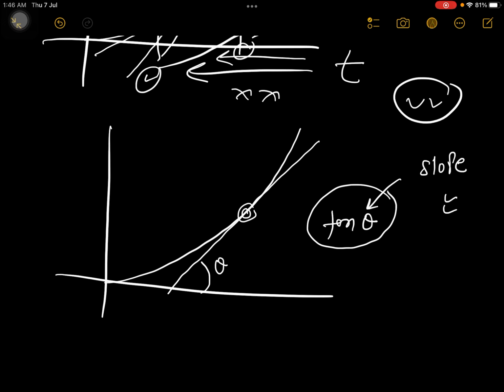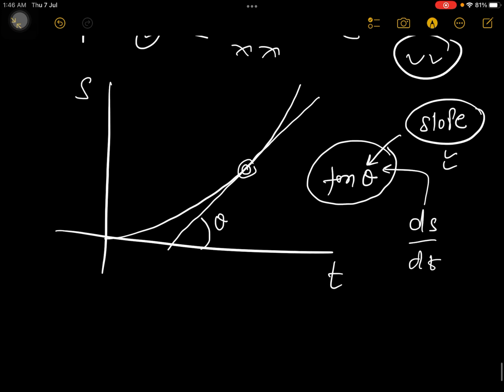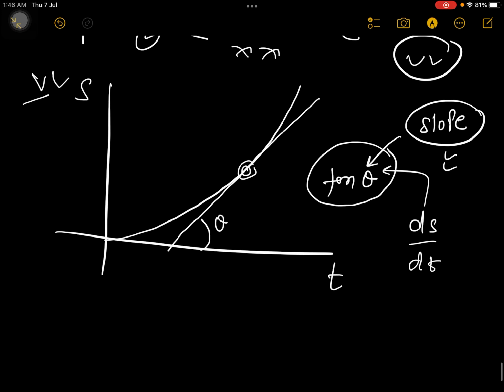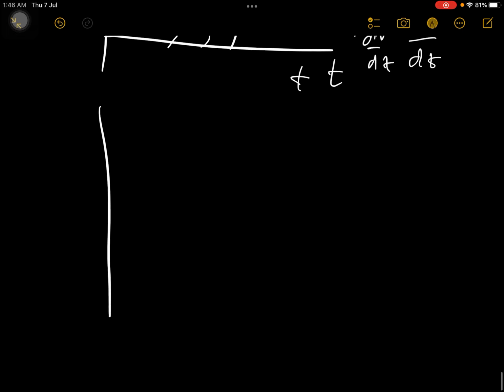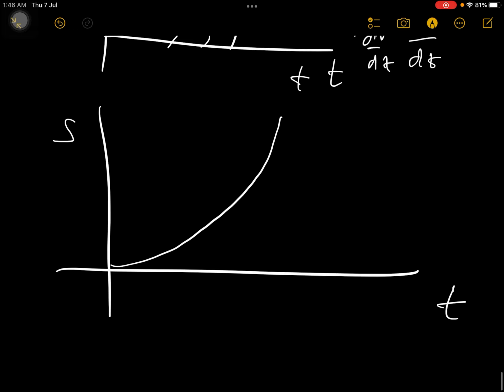Okay, clear? Now if this is your st axis, then the same slope, which is tan theta, you will represent with ds by dt. If this is your vt, I mean velocity time axis, then the same slope tan theta you will represent with dv by dt. Okay, but right now we are doing our distance time graph. So in case of a distance time graph, at this point if I draw the slope, I mean tangent, this is going to make theta 1. At this point, the tangent is going to make angle theta 2. So see guys, here we have three names.